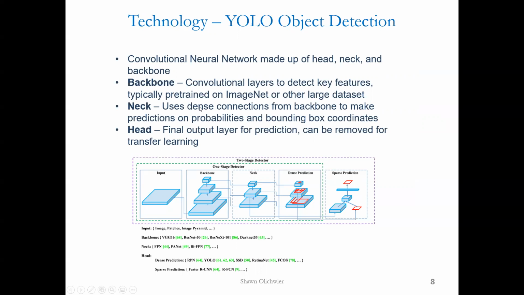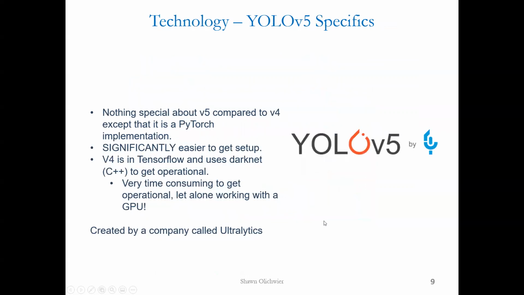The neck is using the dense connections from your encoder backbone. It's going to predict probabilities and the bounding box coordinates for your image. And then your head is just a final output layer for prediction, something akin to a softmax predictor to say, here is my probability list: this is a cat, this is a dog, this is a train, and this is a horse. Something like that.